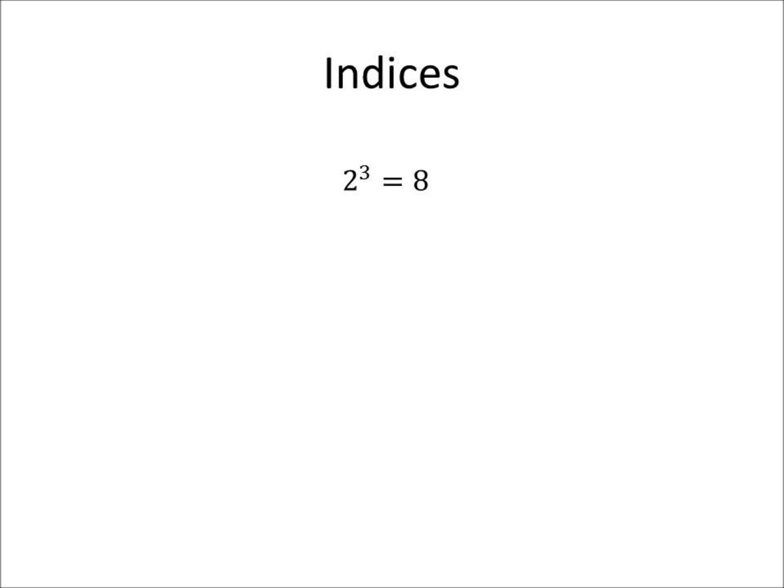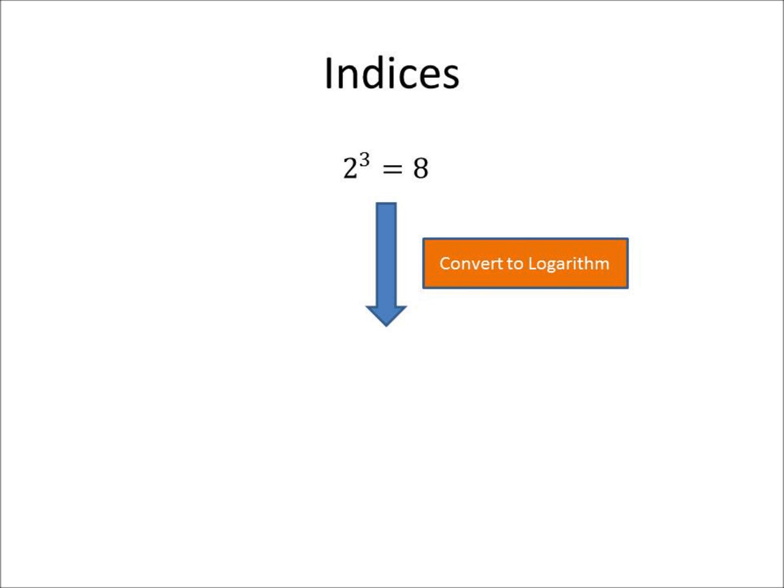And let's take an example and look at this. 2 to the power of 3 equals 8. And if I'm going to convert this to a logarithm, it will look something like this. Okay, we have log with the base 2, 8 equals 3. Let's take a closer look at how this is possible.